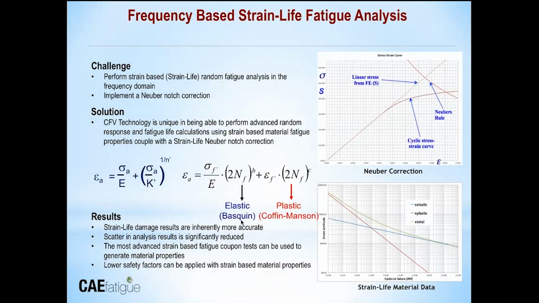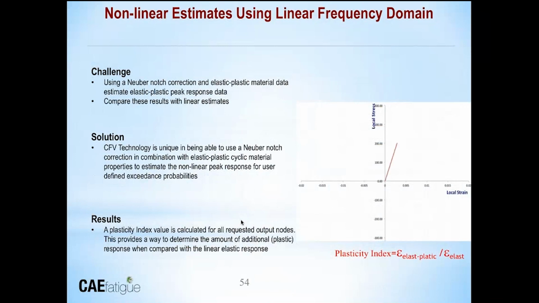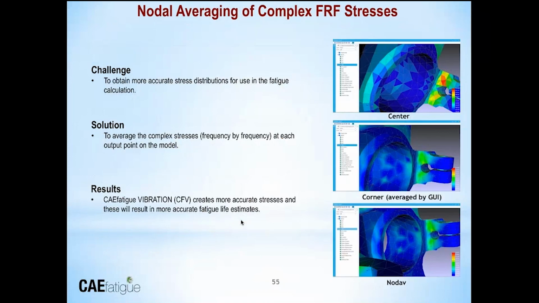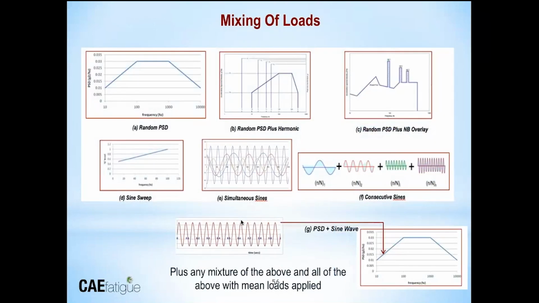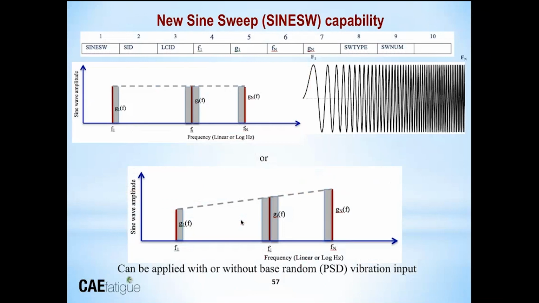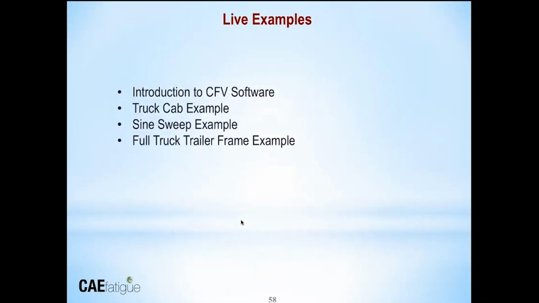I have a slide on each of those, or on many of them, and I'm not actually going to dwell on these. If anyone wants a copy of these slides, they can be supplied. So I will leave these slides in the deck, and they will be there if anyone wants to look at them. But there are a couple of slides on the strain-based material properties and the Neuber correction that we do, and how we do it. There's a slide on how we average stresses for both center and corner results, how we mix loads, how the sine sweep is implemented. I do have an example on that, so I can show that shortly. So that allows me to move on to the examples.